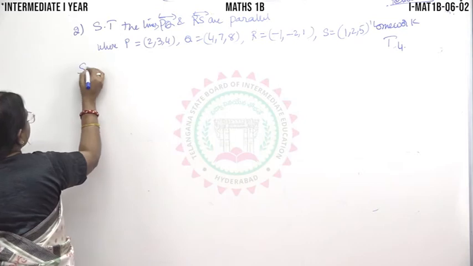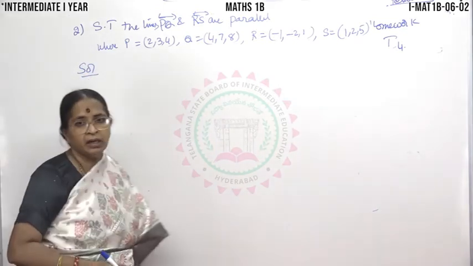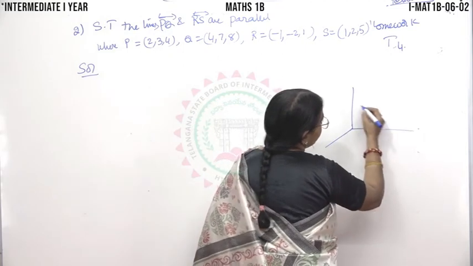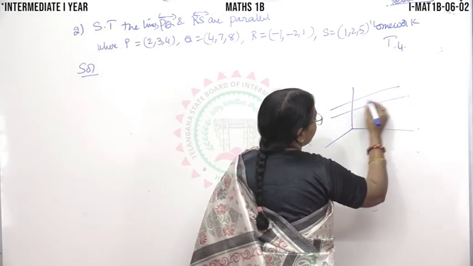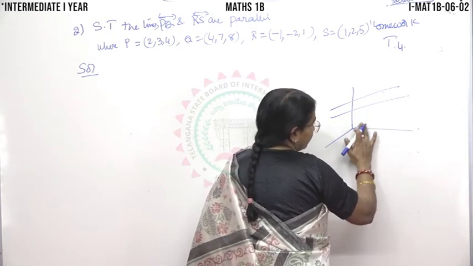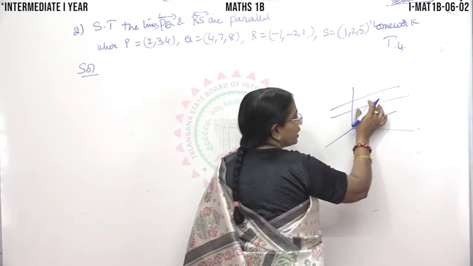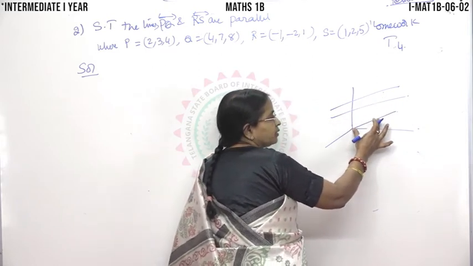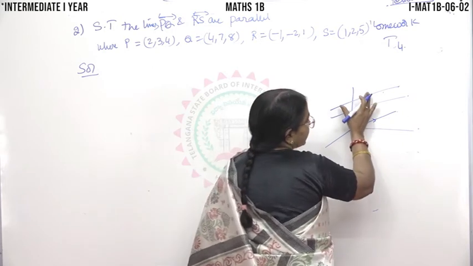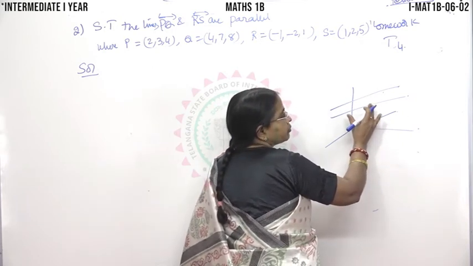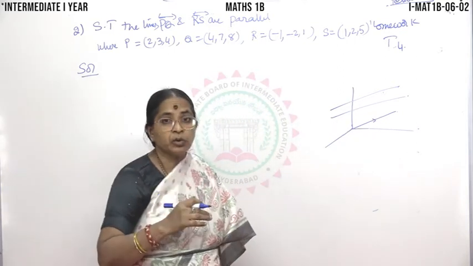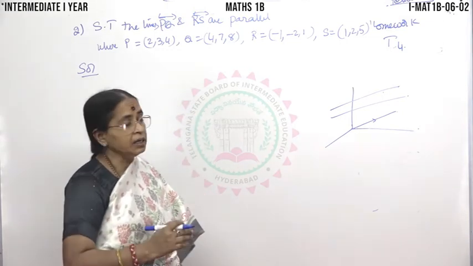So in the solution, when are two lines parallel? Suppose you have the x-axis, y-axis and z-axis. Suppose two lines are parallel. When you draw a line parallel to it and passing through the origin, it will be the same. They coincide. The line parallel to it passing through the origin will be the same for both the lines. So that means the direction cosines of parallel lines are equal.